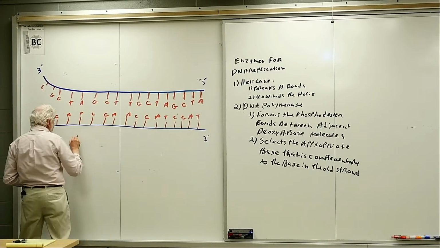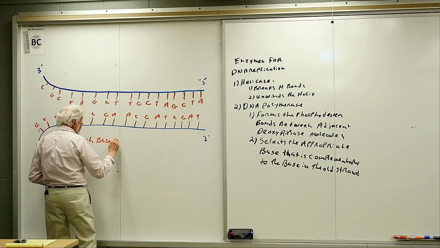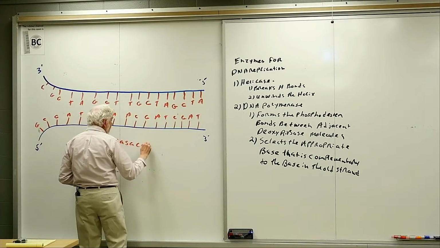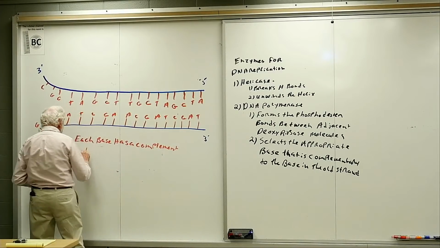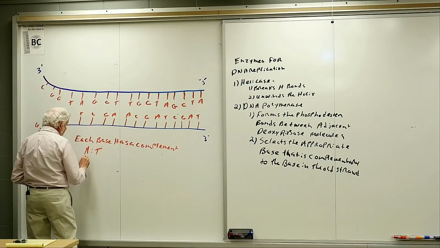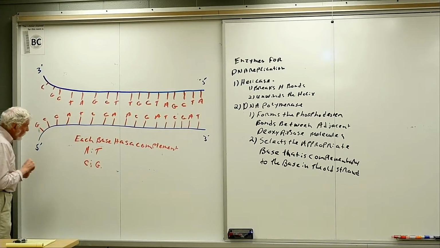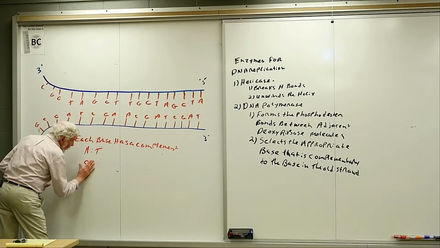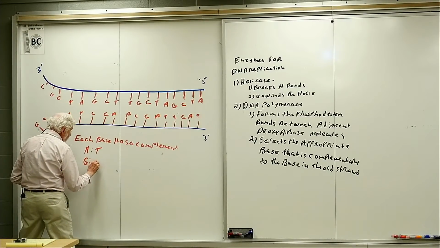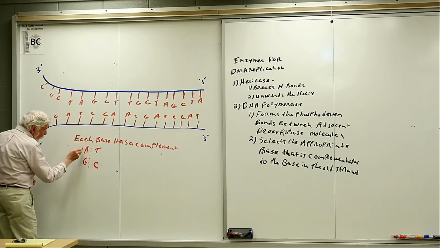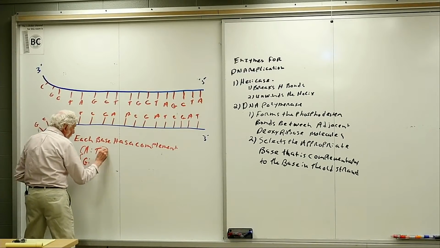So each base has a complement. And that complement is always adenine base pairs to thymine and cytosine base pairs to guanine. Let me change these around so it helps you keep this in order. So this will be a guanine to a cytosine. So we have the purines here and the pyrimidines here.